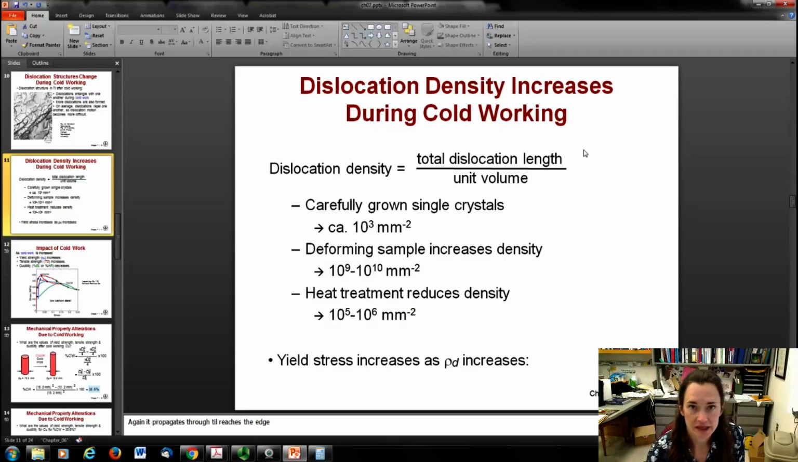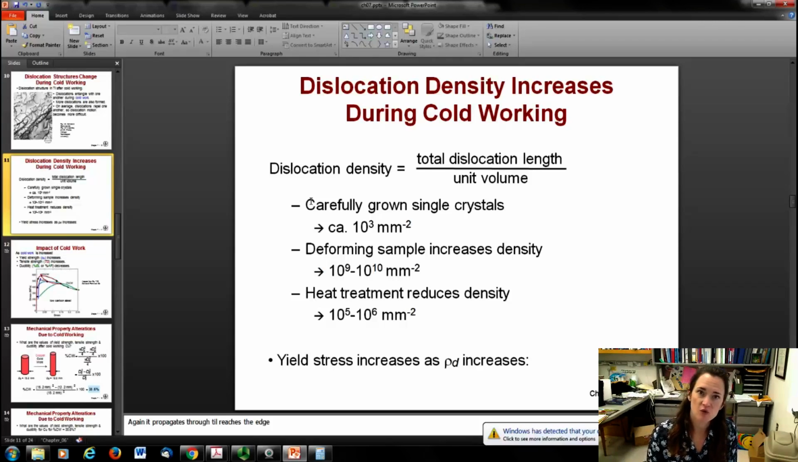Now, typically, all materials have some defects. So even if you're super careful and you haven't put it through any cold work or done anything to it, and you're growing a single crystal of material, you're still going to get a dislocation density of 10^3 mm^-2. But as you deform it, put it through cold work or something like that, you can get it to grow by 6 or 7 orders of magnitude to 10^10 mm^-2.